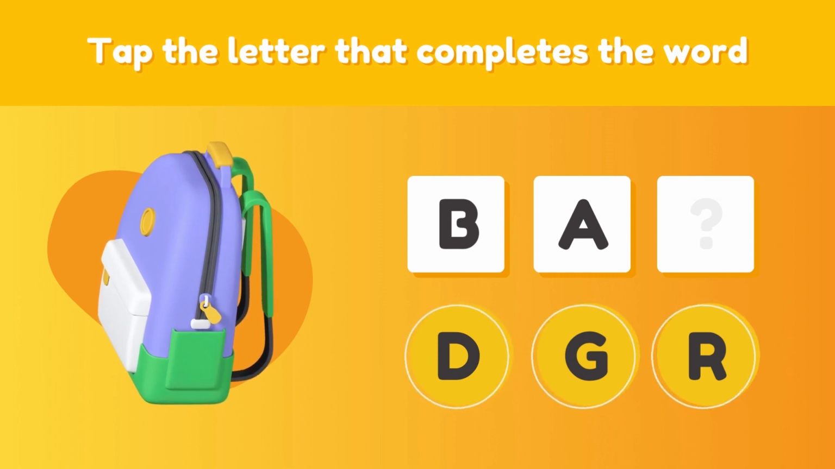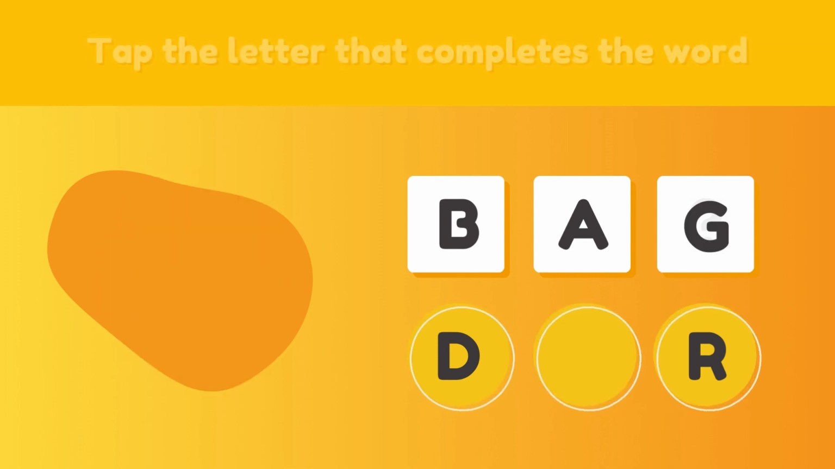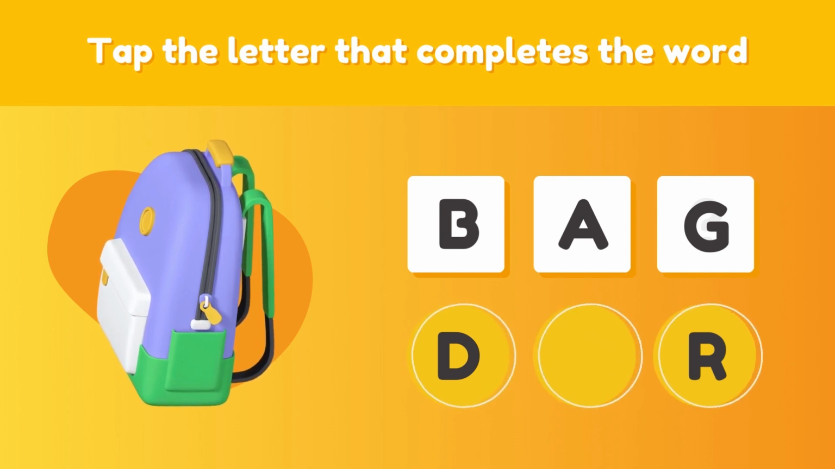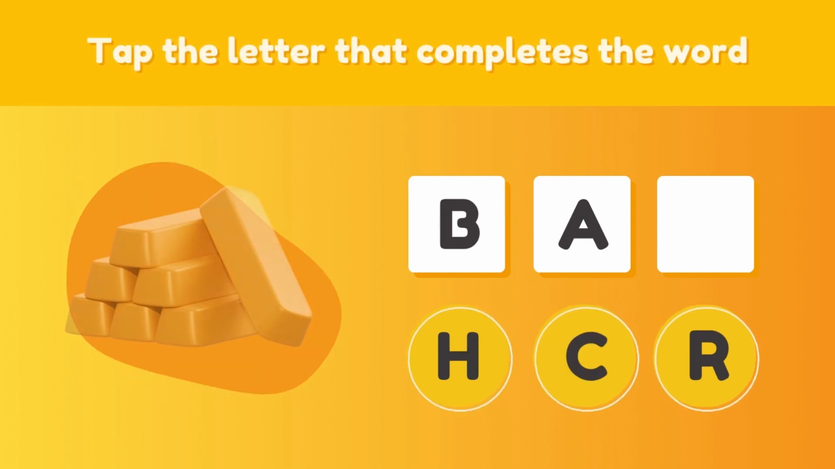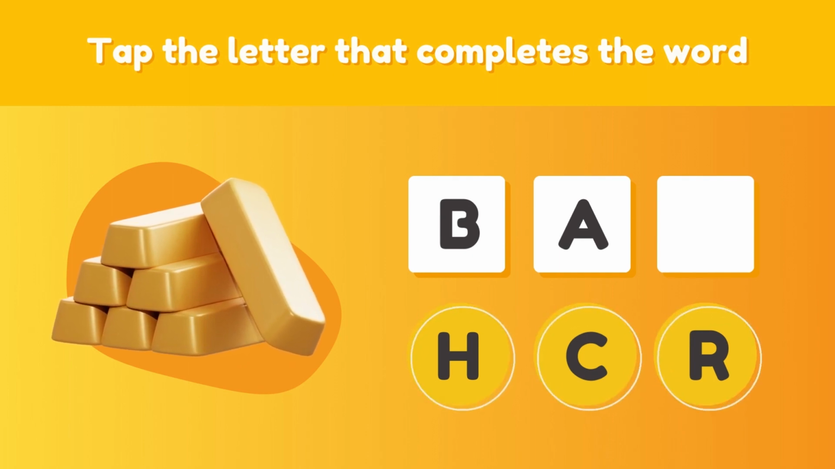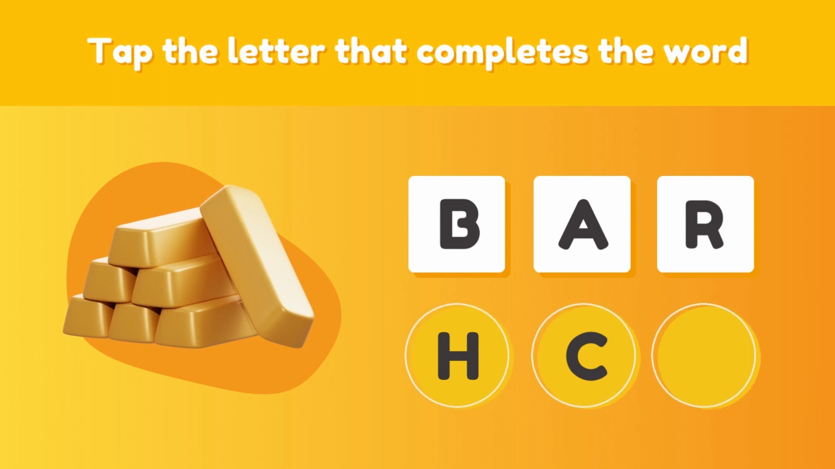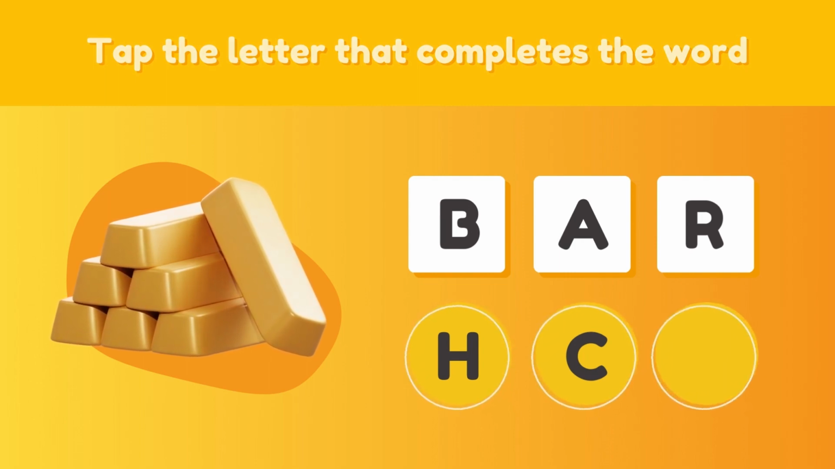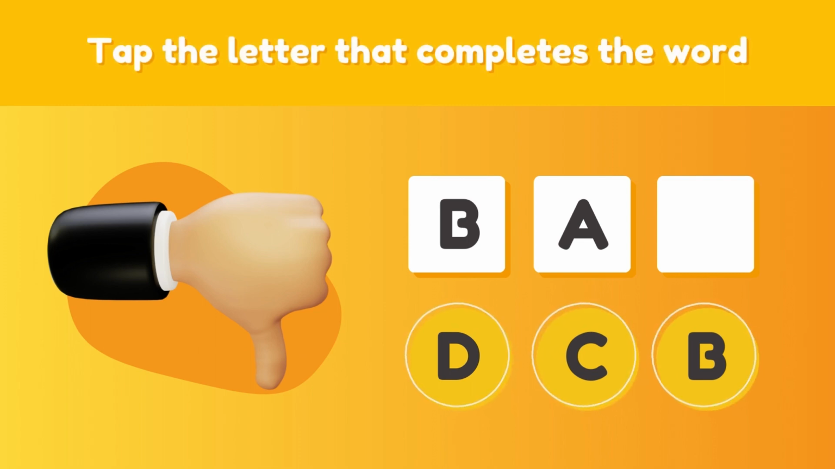The missing letter is... letter G. It's a bag. The missing letter is... letter R. It's a bar. The missing letter is... letter D. Bad.